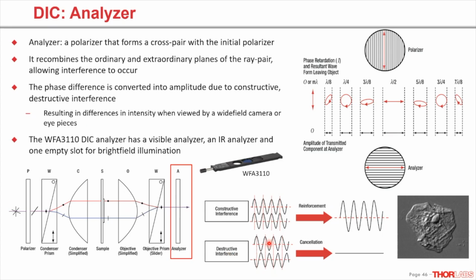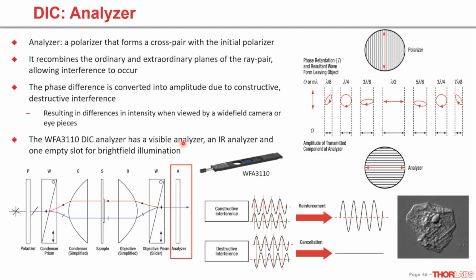If the amplitudes line up, you'll see a reinforcement or a brightening of the signal. And if they're out of phase, then you'll get destructive interference or a decrease in the signal. So the analyzer shows resulting differences in intensity when viewed in a wide field camera or the eyepieces. It effectively converts differences in optical path length across the field of view into differences in intensity in an image. And so here's the WFA 3110 DIC analyzer that we have.